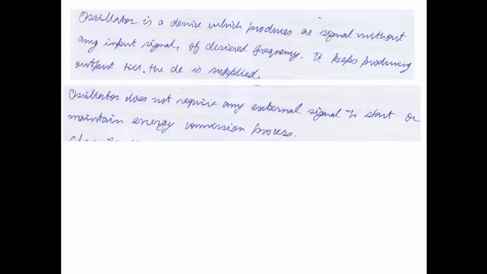Now, an oscillator does not require any external signal to start or maintain the energy conversion process. This energy conversion process is fully automatic. As I told you, it involves the conversion of noise to the corresponding alternating output. Therefore, it doesn't require any external source to feed in. Apart from DC, there is no other external source we require in oscillators to generate the alternating output.